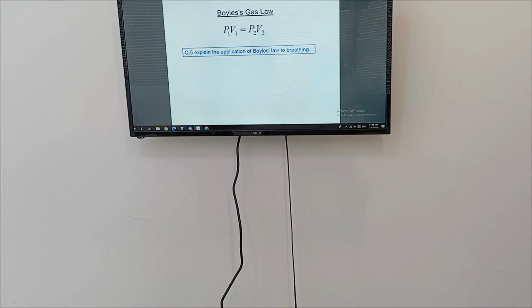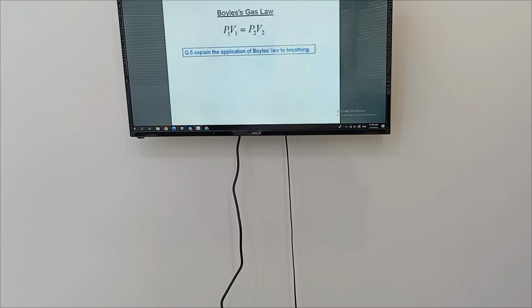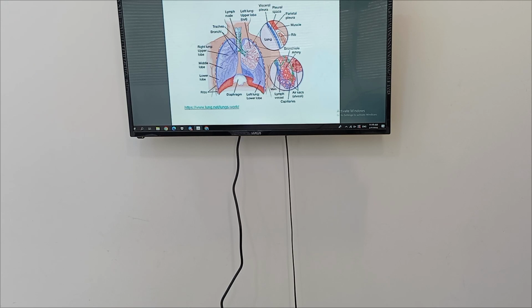Boyle's gas law, we can apply it to the mechanism of human breathing. Boyle's law: pressure 1 times volume 1 equals pressure 2 times volume 2. Question number 5, explain the application of Boyle's law to breathing. These are the lungs, okay?